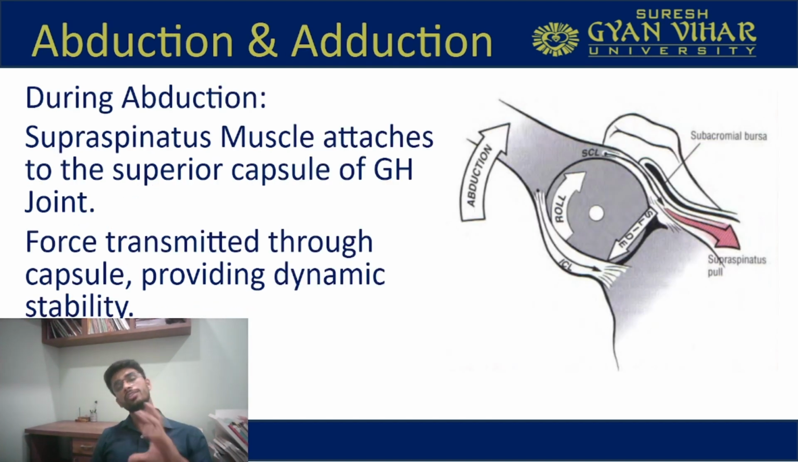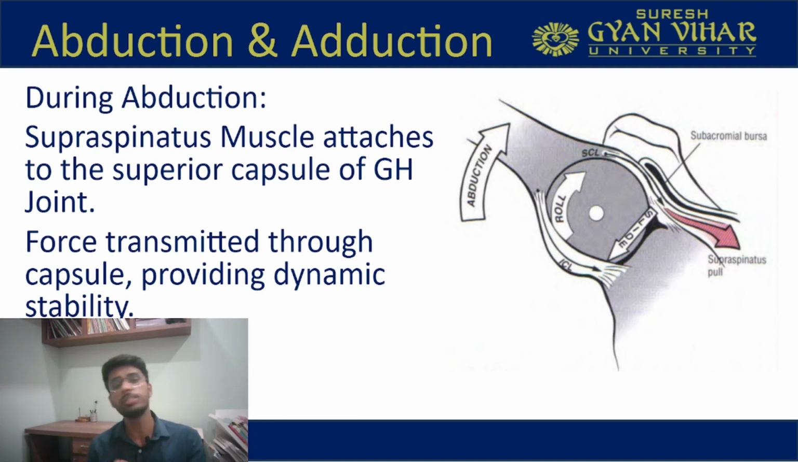During abduction, the supraspinatus muscle attaches to the superior capsule of the GH joint, and force is transmitted through the capsule, providing dynamic stability. There is a static stability and then there is a dynamic stability. What is the difference between static and dynamic stability? The static stability is formed because of 2 vectors, which are your gravity and the superior capsular structure and supraspinatus. So this supraspinatus is pulling it like this and gravity is like this, and then there is a resultant which is compressing this joint, giving compressive forces to the joint.